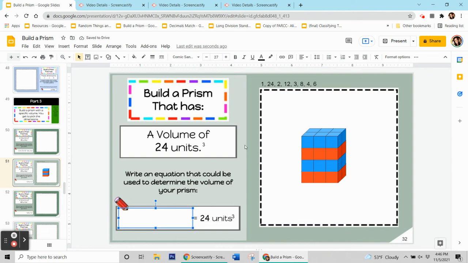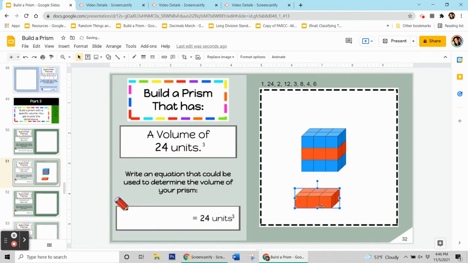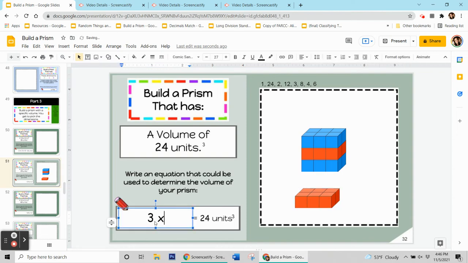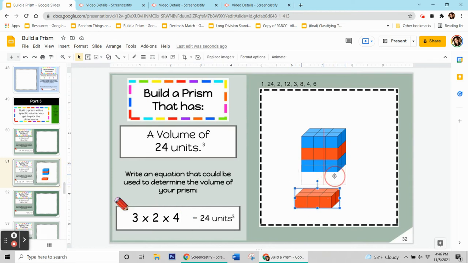So my equation, I would look at the dimensions of my base, which is 3 by 2. So that's the first part, 3 times 2. And then however many stories I did was 4. It doesn't actually matter what order I put those numbers in, because it's all multiplication. So the dimensions of this prism are 3 times 2 times 4.